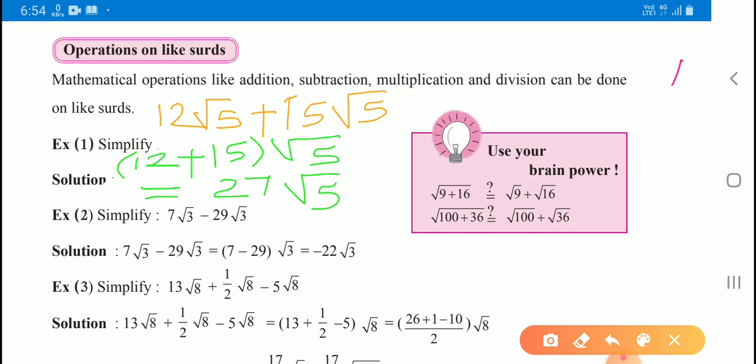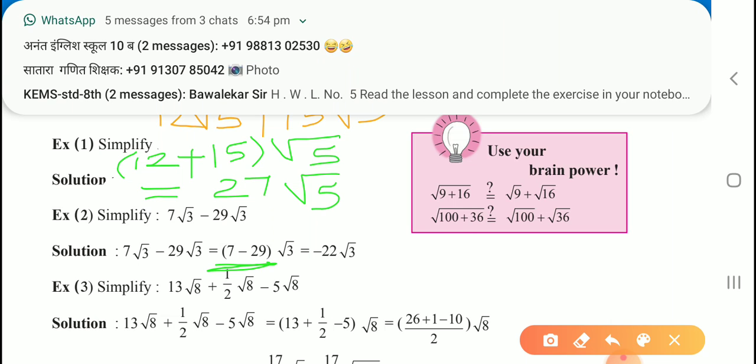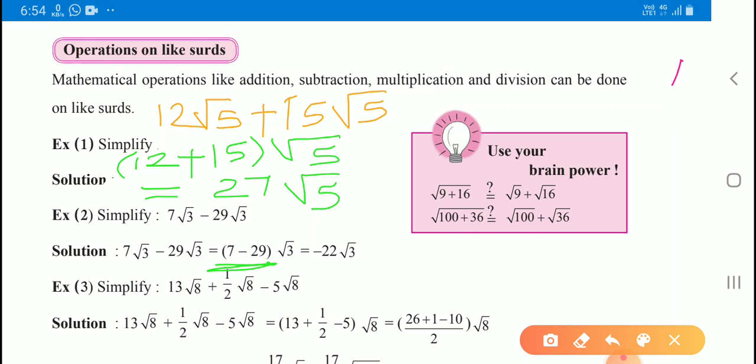Same way they have given here the second example, simplify 7 root 3 minus 29 root 3. Now look here, 7 minus 29 means we have to subtract the smaller number from the bigger number and write down the bigger number's sign. So the answer came negative 22 root 3.